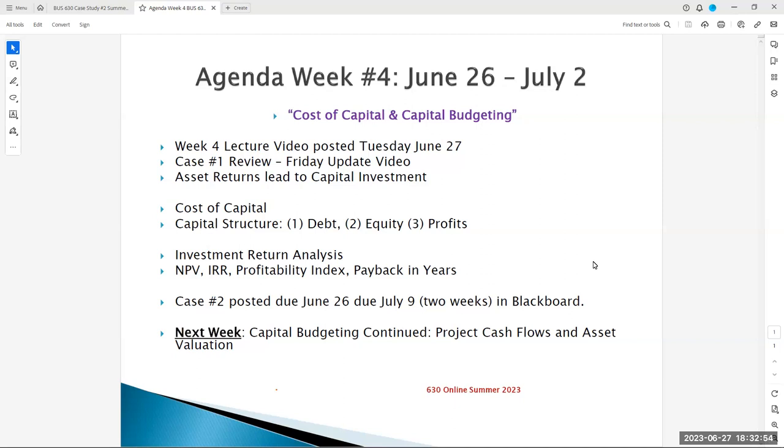Case number one, I'll post the grades by tomorrow, Wednesday. By the way, today is June 27th. I'll post the grades tomorrow, June 28th. Case number one was an APA formatted paper. Case number two is a spreadsheet document. The template is provided to you. You just have to put in the numbers and do the arithmetic. So that's where we stand heading into this week and our analysis.